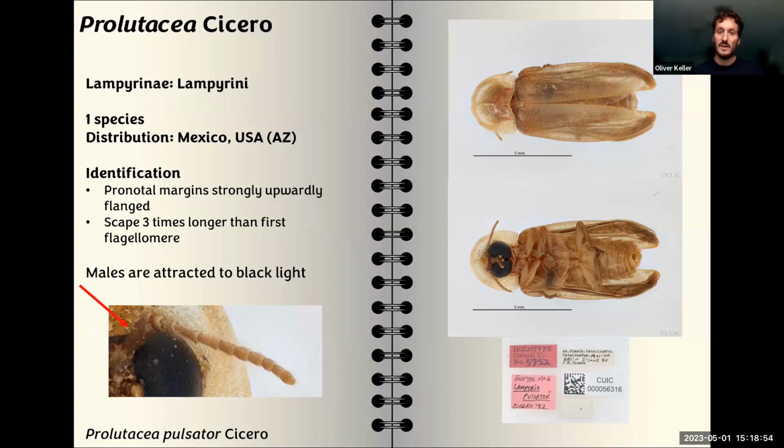And they lose a lot of color, I think, after they die. So there might be a little more nice brown in life. And this picture is from Cornell, and that's where the holotype is also deposited.